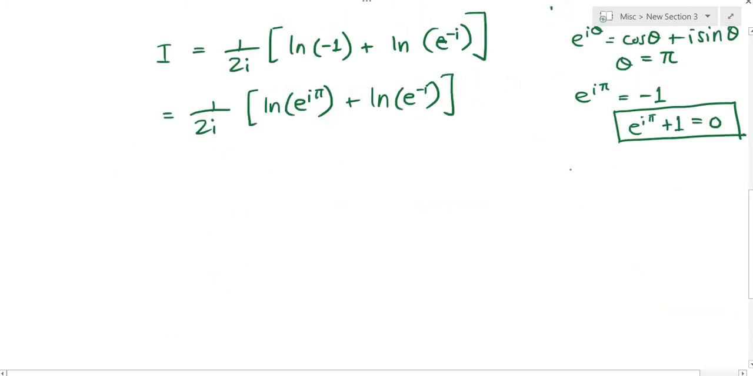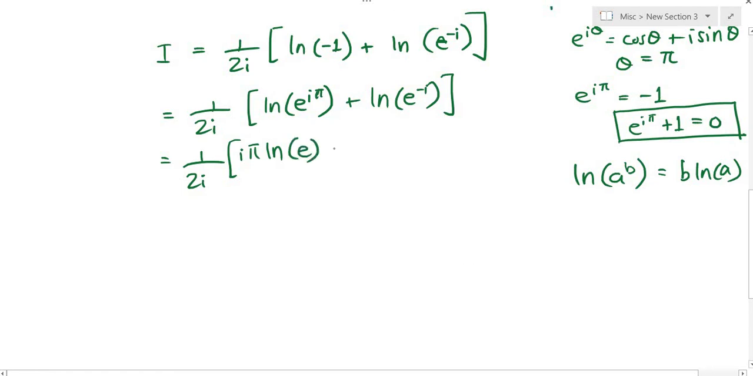So now let's remember this interesting property of logs. You can have any arbitrary base, but here let's talk about natural logs only. A to the power b can be written as b times the natural log of a. So basically you are bringing the power down and multiplying that with the entire log term. So we have 1 over 2i, and then we're bringing down the i pi times the natural log of e. Same thing here, we're bringing down the negative i, so we have negative i times the natural log of e.